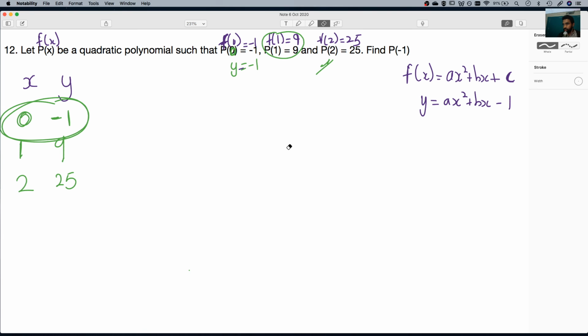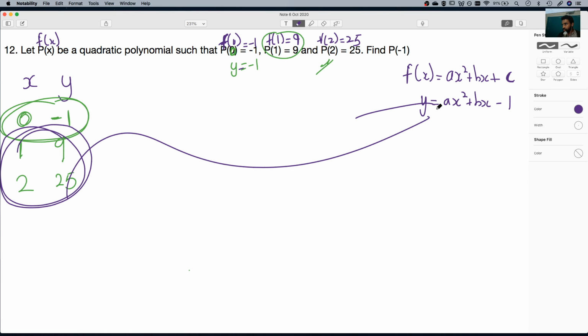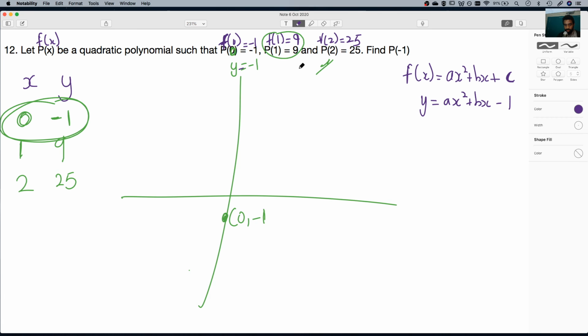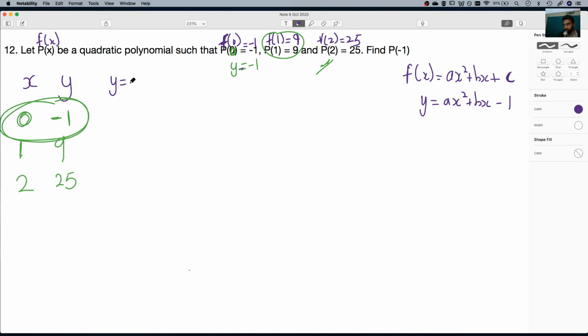To do that, all we're going to do now is plug these points into this stuff here for y and x, and we get a system of equations. What does that mean? Let's try it. So I'm going to rewrite this up here at the top. I'm going to write y is equal to ax squared plus bx minus 1.